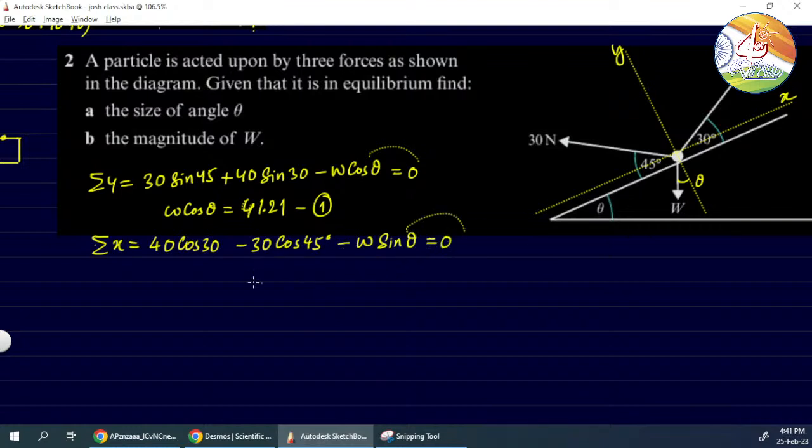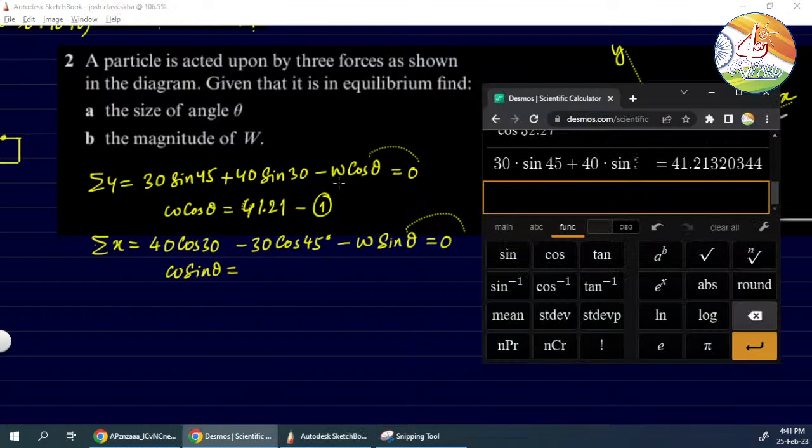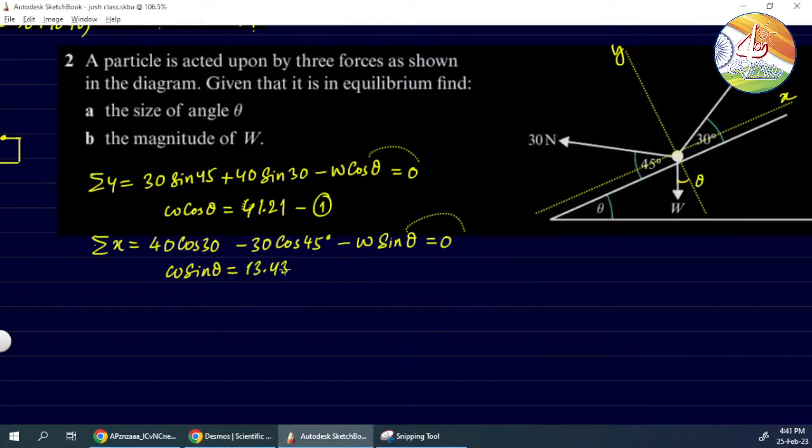Once again send W sine theta to the other side, we get W sine theta equals, do the calculation, 40 cos 30 minus 30 cos 45, 13.43, correct? Yes. This is equation number 2. So once again we have it in W sine theta, W cos theta format.